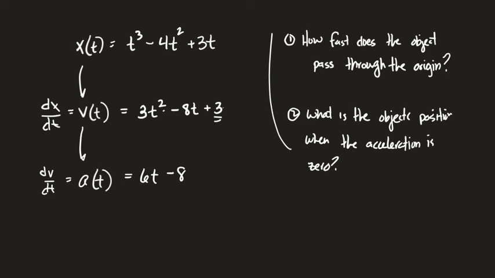Question 1 and 2 is just making sure you know that these 3 functions work together. So if I want to find out how fast the object passes through the origin, I need to know when it's at the origin. These things are all connected by time. So to figure out when it's at the origin, I set the position vector equal to 0. When its position is 0, it's at the origin.